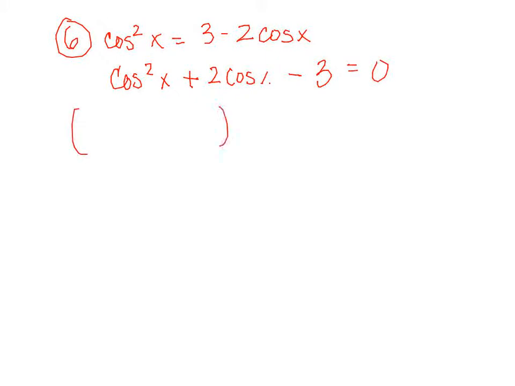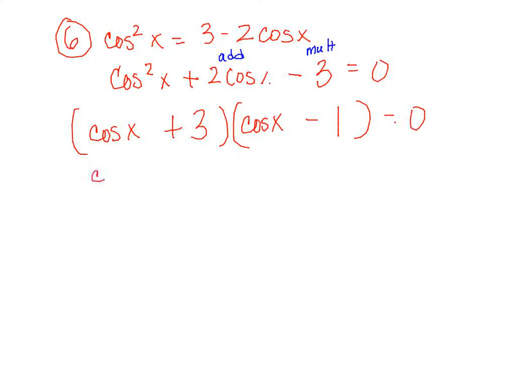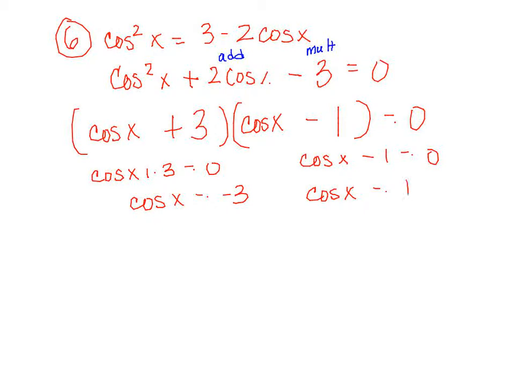Okay, now we're going to factor. And we're going to factor the way we always have. What can you multiply to get negative 3 that you can add to get positive 2? Well, that is positive 3 and negative 1. So we need a cosine x and a cosine x. So cosine x plus 3 equals 0, or cosine x minus 1 equals 0. So here we get cosine x equals negative 3. Here we get cosine x equals 1.